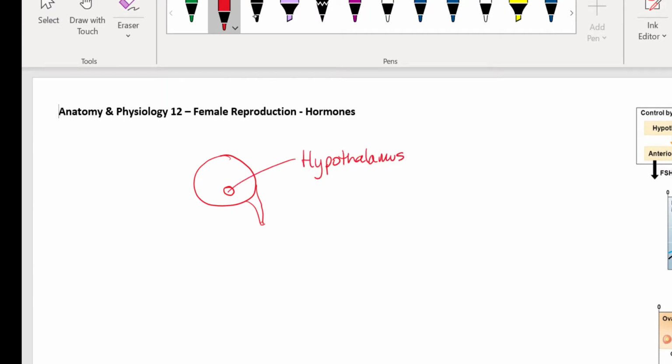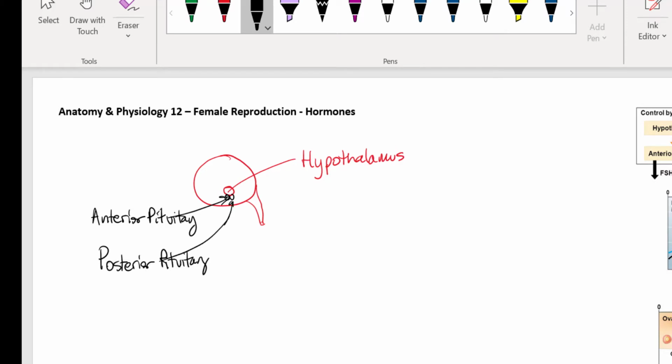And then just below the hypothalamus, we have the anterior pituitary and the posterior pituitary. And so right here, anterior means front. So this is our anterior pituitary. And right here is our posterior pituitary. Now, remember we're talking about female hormones, and this is very similar to male hormone release.